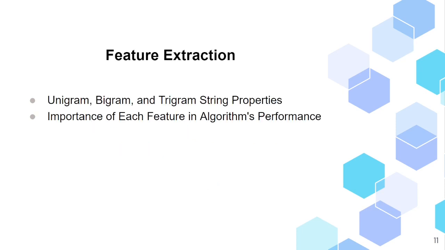Feature extraction is a crucial aspect of the approach. Three types of string properties are utilized in this experiment: unigram, bigram, and trigram. Unigram features capture individual word relevancy. Bigram features consider the correlation between successive words, and the trigram features analyze the correlation between three successive words. These features play a vital role in the algorithm's ability to detect abusive language.